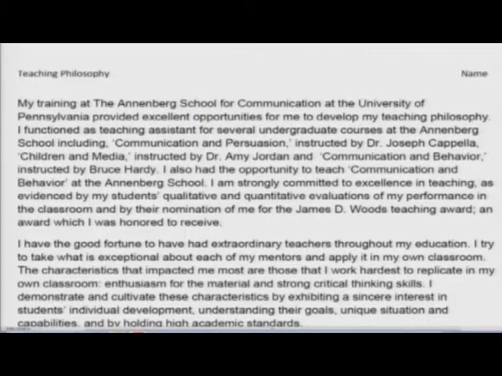I am strongly committed to excellence in teaching, as evidenced by my students' qualitative and quantitative evaluations of my performance in the classroom and by their nomination of me for the James D. Woods Teaching Award, an award which I was honored to receive. So, as you can see in the very first paragraph, the candidate here talks about his or her experience as teaching assistant for several undergraduate courses. So, then there is also reference to student evaluations and an award the candidate has received.